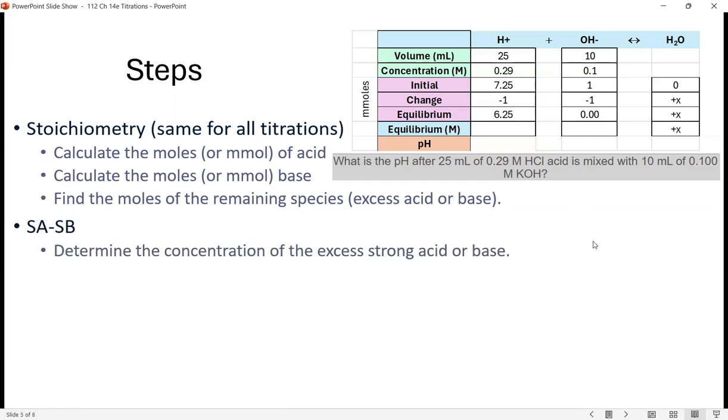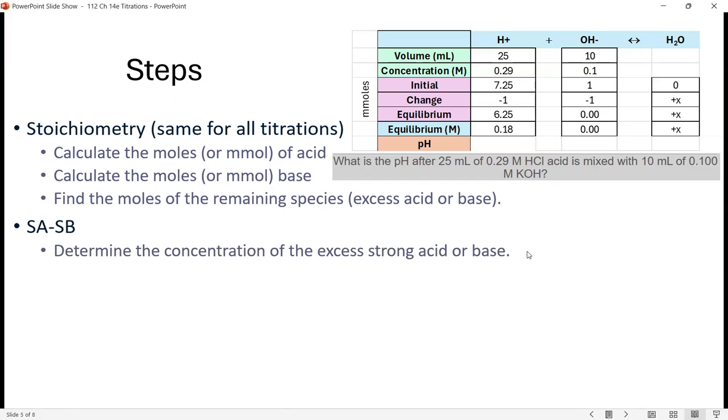Now that we have the moles, when we're at strong acid, strong base, we have to get it back to concentration. That way we'll have the concentration of H plus, and we can find the pH, just like the initial, where we just have that concentration of it.